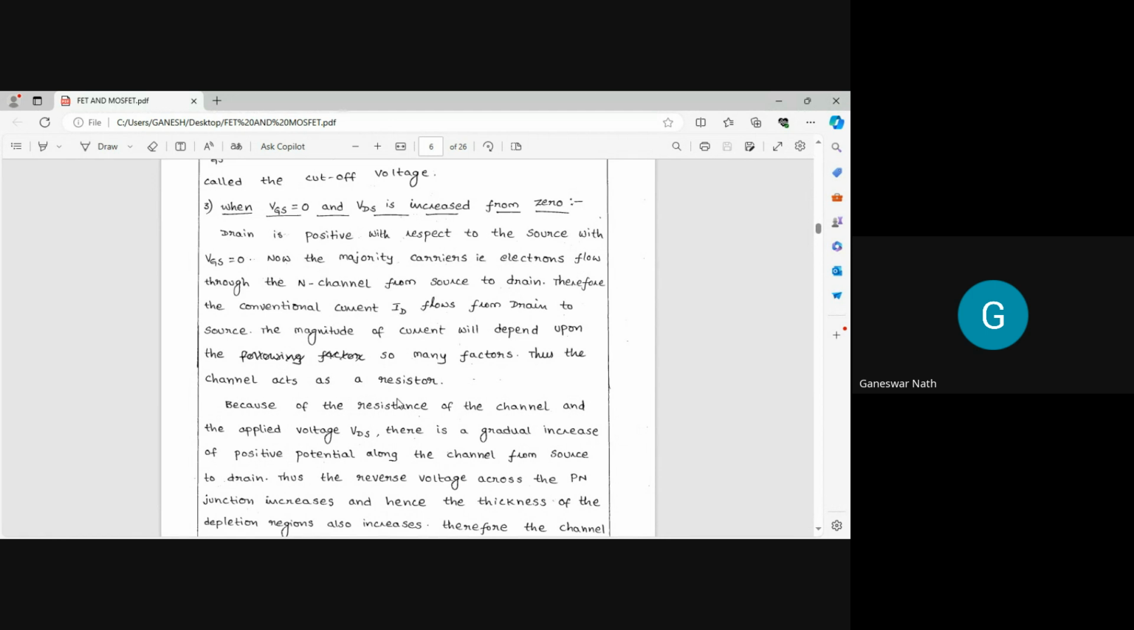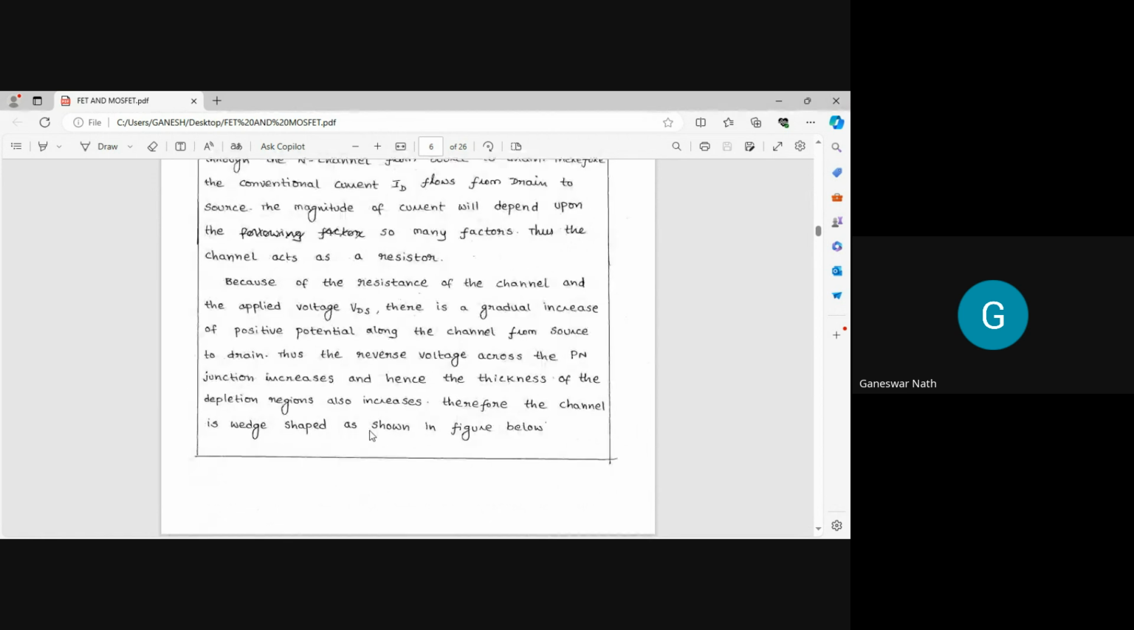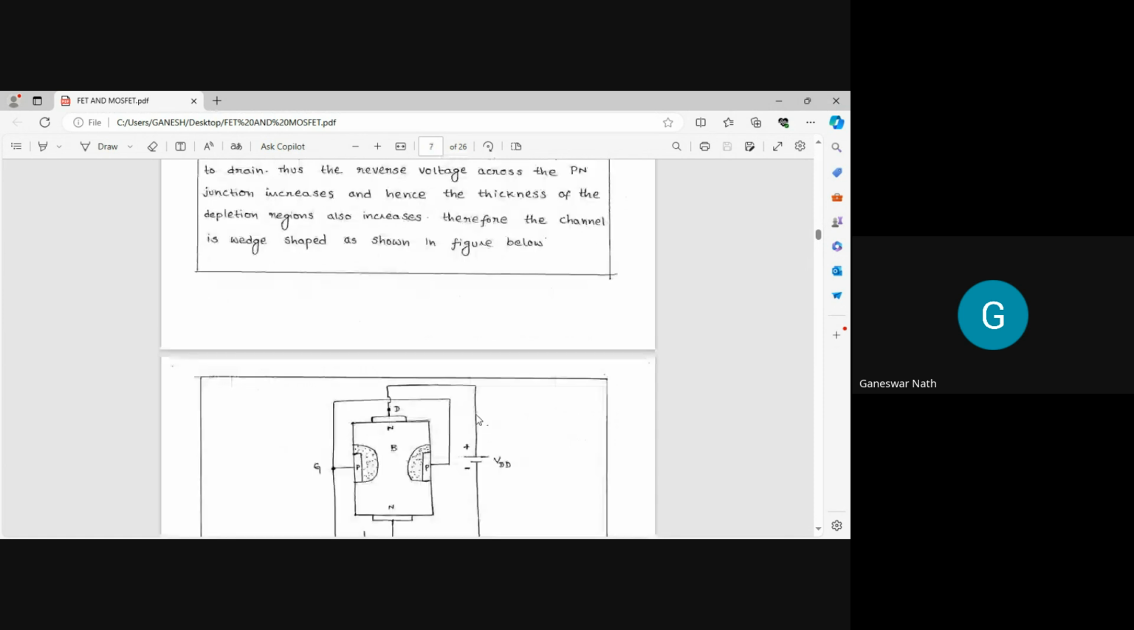So according to that, you can also change it. Then because of the resistance of the channel and the applied voltage VDS, there is a gradual increase of the positive voltage along the channel from source to drain actually. Then you can find here, this is the region.